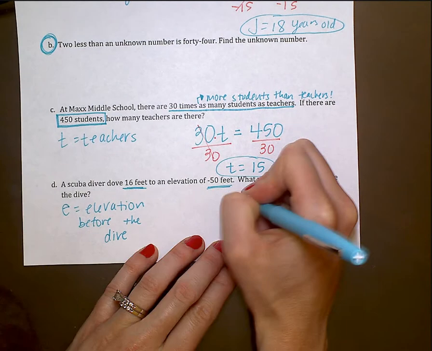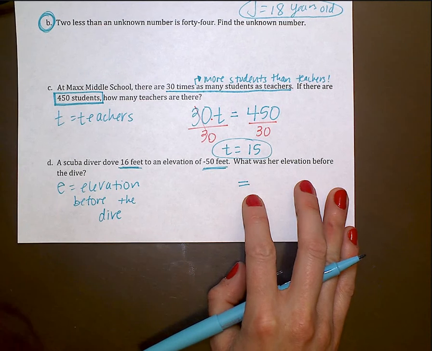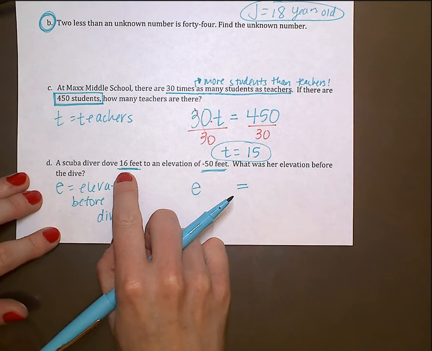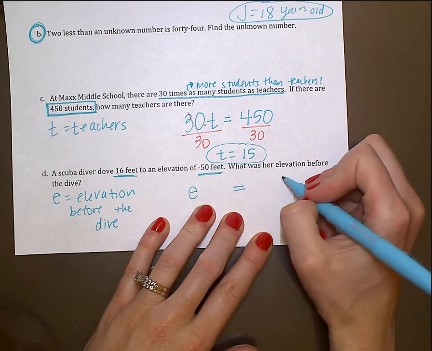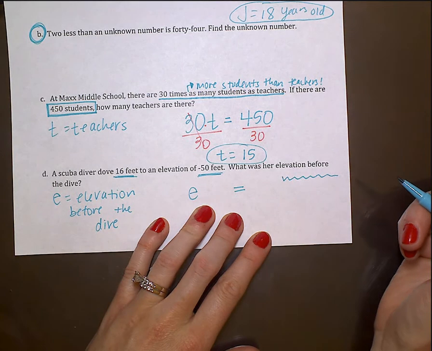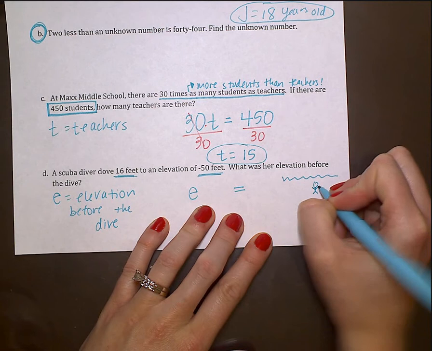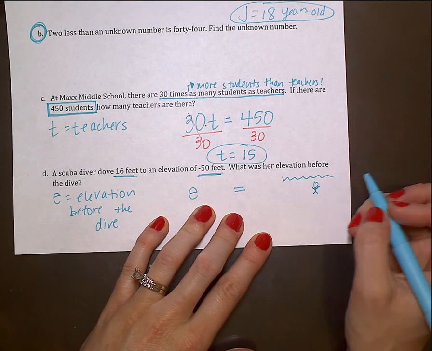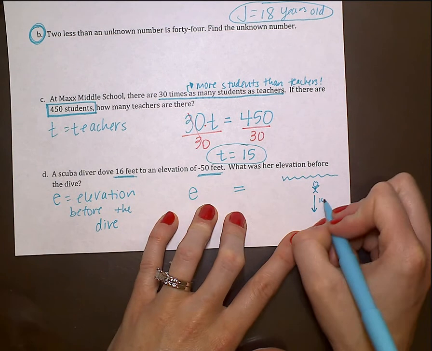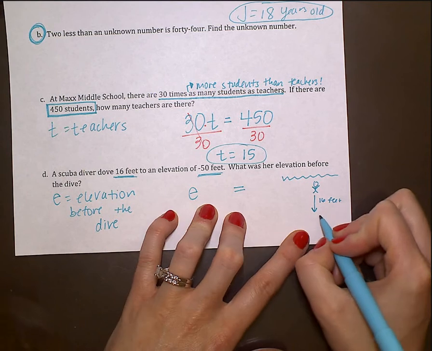And I'm going to put all that together into an equation, so it's got an equal sign. Again, think about the situation. Well, her elevation before the dive, what did I do to that? Well, she dove 16 feet, so here's my lovely art skills. You will learn this semester, you guys, that I am not very good at drawing. But let's say that this scuba diver is down here in the water. This is below the water. And she dives down 16 feet. And she ends up at an elevation of -50 feet.